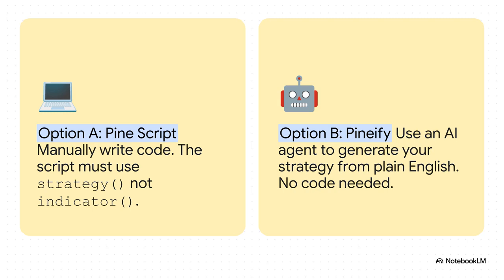All right, you've got your rules written down. Now you need a way to tell TradingView about them. You've basically got 2 main paths here. If you're a coder, you can jump into the Pine editor and write or paste in your code. Just make sure the script uses the strategy function, not the indicator function. But if you don't code, no sweat. There are amazing no-code tools like Pineify that let you just describe your rules in plain English or use a visual builder, and it will generate the Pine script for you.